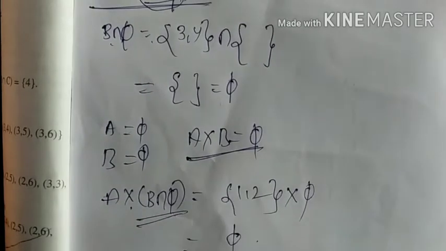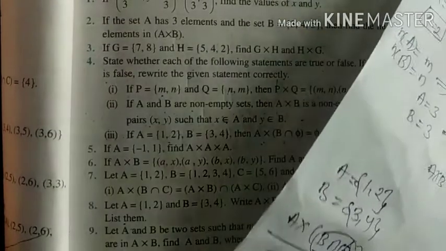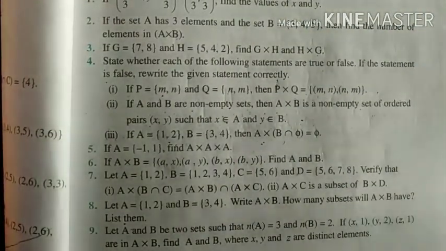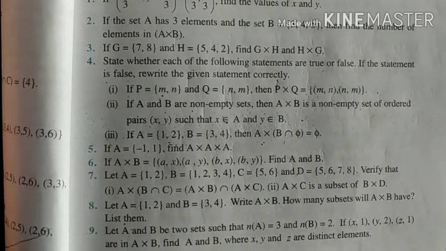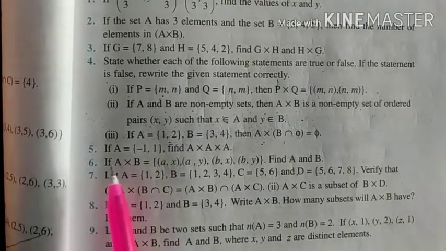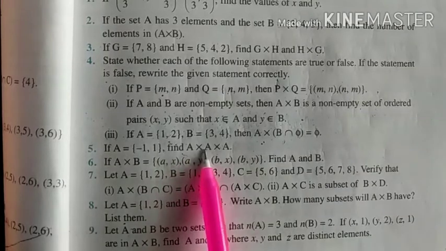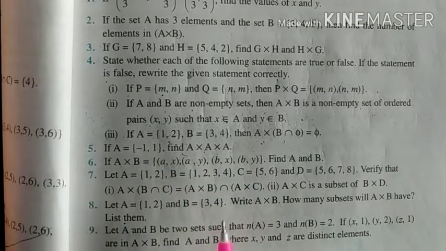Okay, now let's see the fifth problem. This is also very simple. Already you know how to find this. Just A cross A you need to find out. Until now you have found the Cartesian product of only 2 sets. Now you have to find the Cartesian product of 3 sets. Now let's see how we can find the Cartesian product of 3 sets.